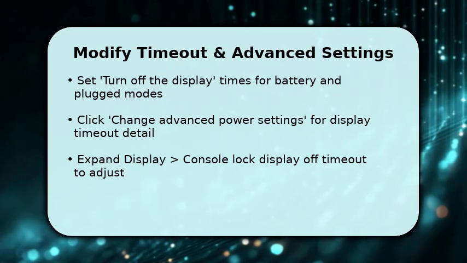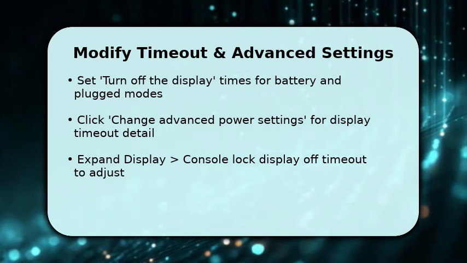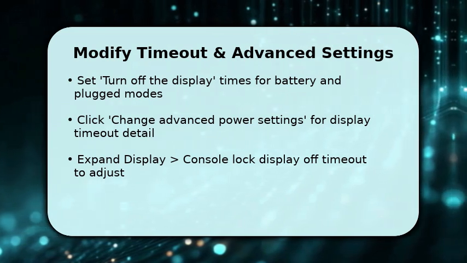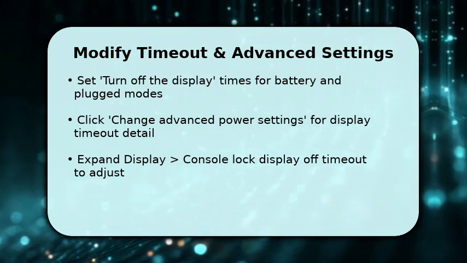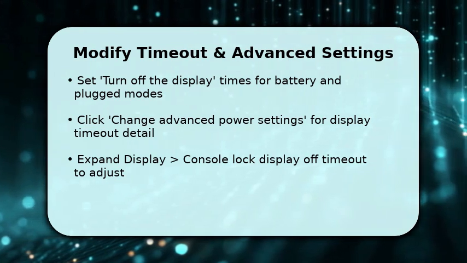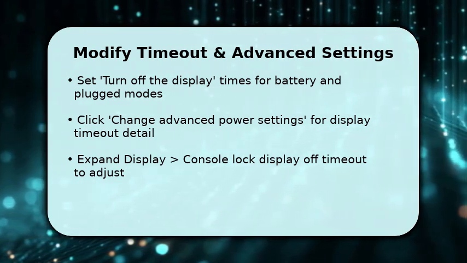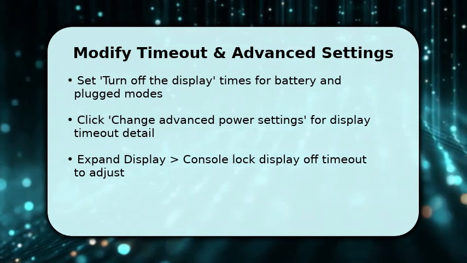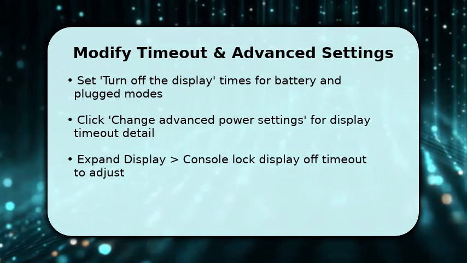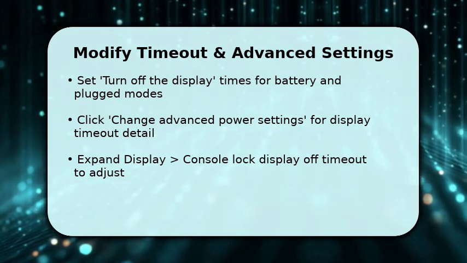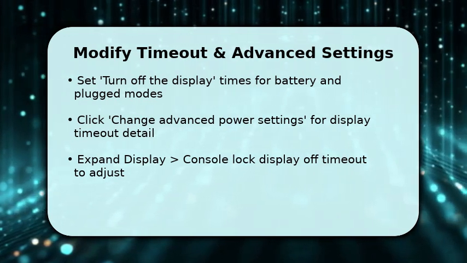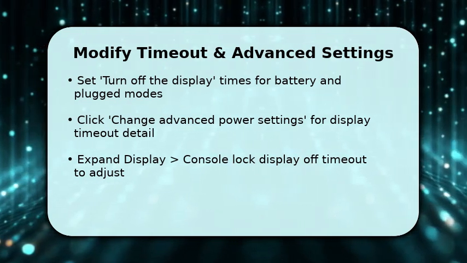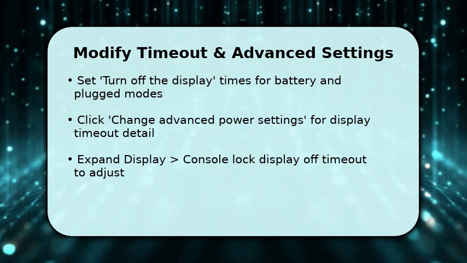Next, change the visible timeout values and dive into advanced options. In Change Plan Settings, choose longer minutes or set to never from the drop-downs, then click Change Advanced Power Settings. Once the dialog opens, expand Display and adjust Turn Off Display After and Console Lock Display Off Timeout. Make sure to adjust both battery and plugged profiles so behavior is consistent. Apply and OK will save. These advanced tweaks override some app-level behaviors, so test after applying.